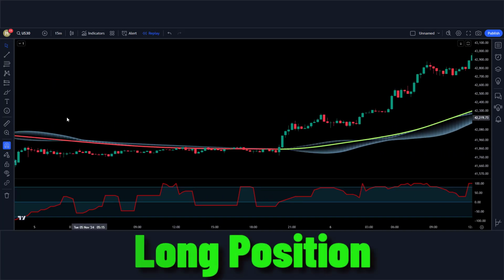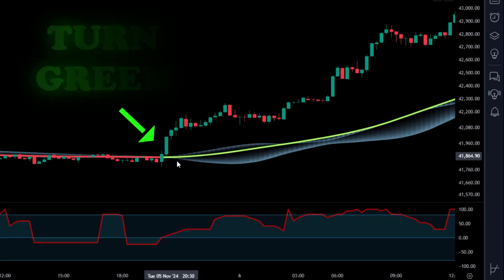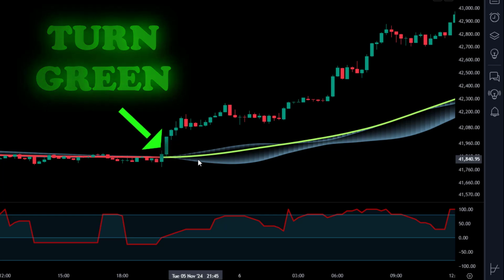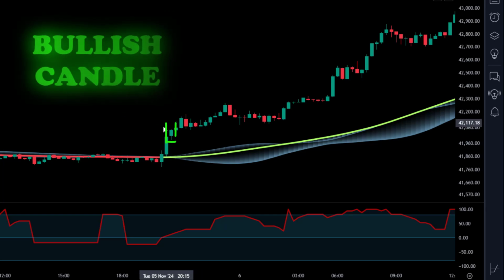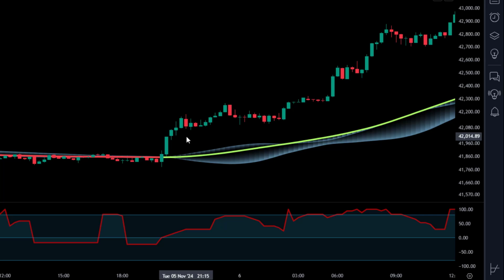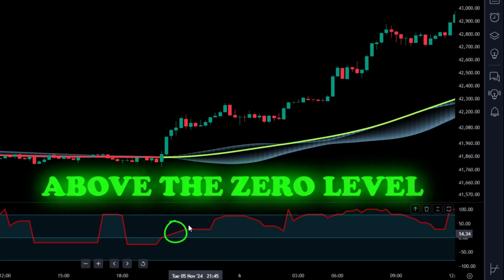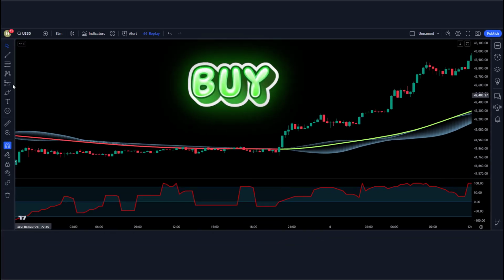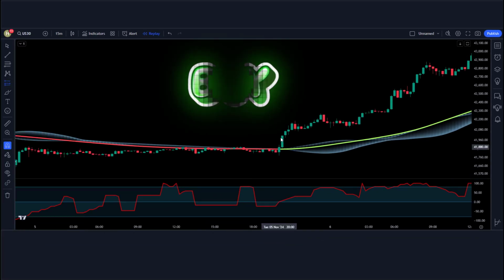Now let us understand the long position. When the adaptive Kalman trend filter indicator makes the adaptive Kalman filter line turn green, when the market has formed a bullish candle, and when the plot line of the Aroon Oscillator indicator is above the zero line, if this condition is fulfilled, then we will place a buy order.